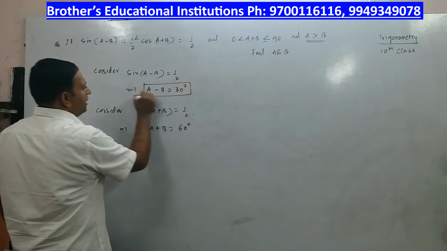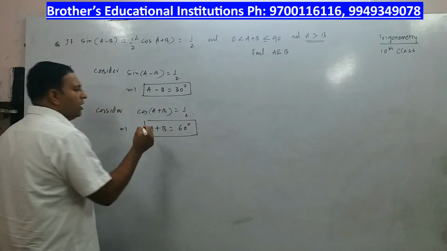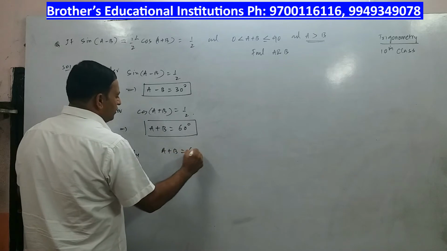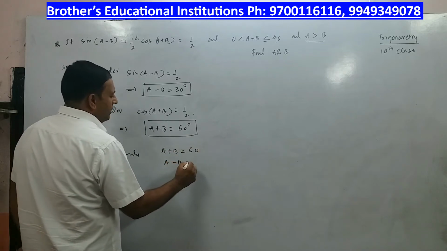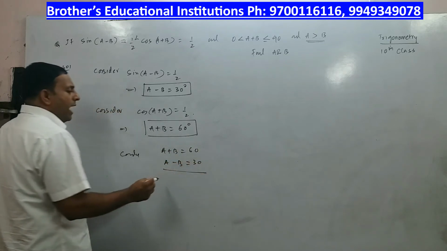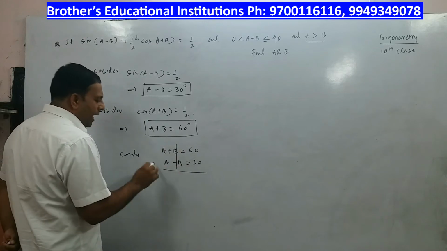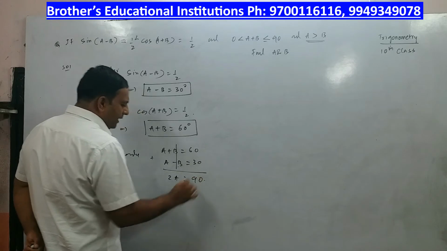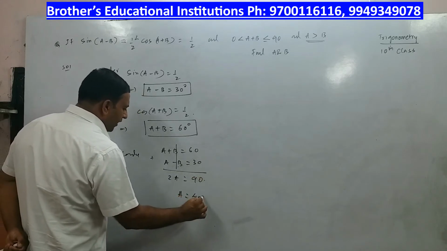You have a minus b, you have a plus b. Now what am I going to do? Again I am going to consider a plus b is equal to 60. I am going to consider a minus b is equal to 30, and I am going to add both the equations. When I add both the equations, a plus a, 2a is equal to 60 plus 30 is 90. A is equal to 45 degrees.